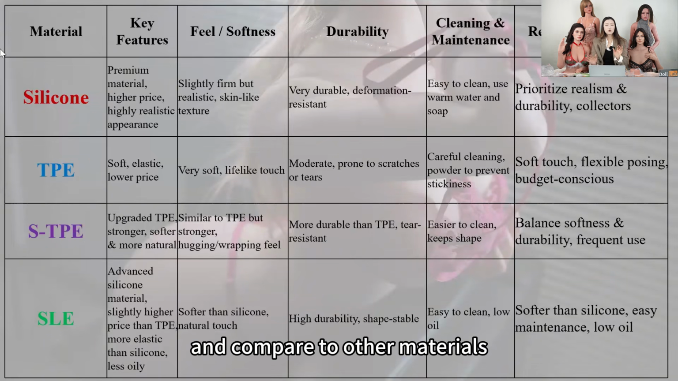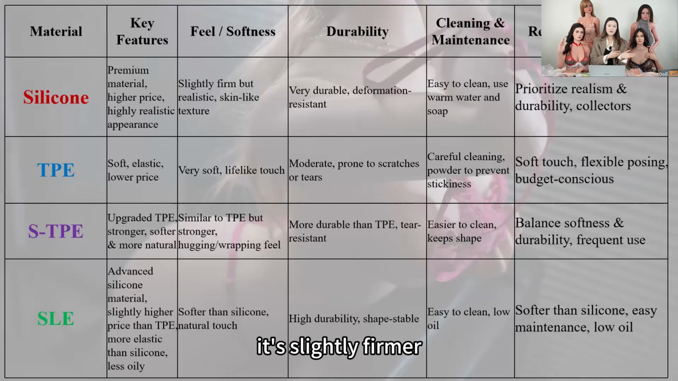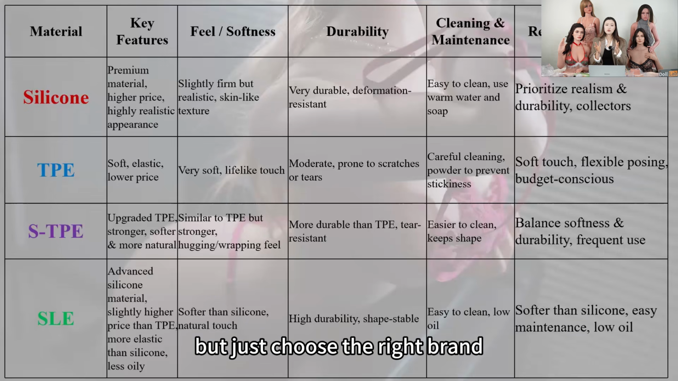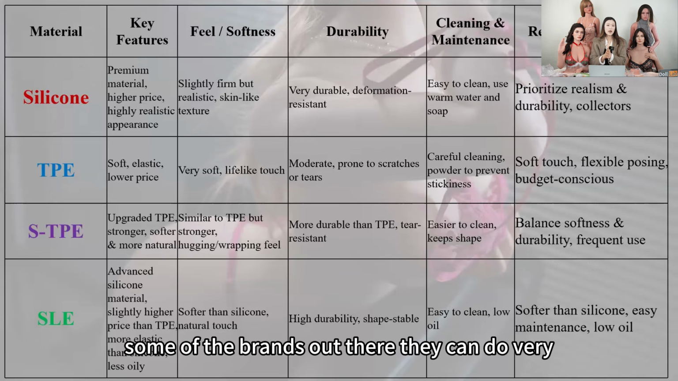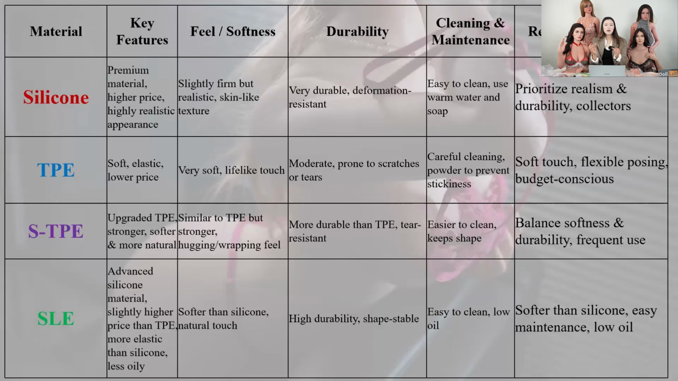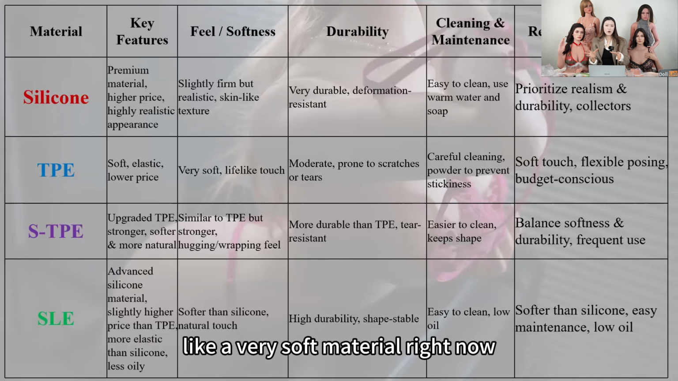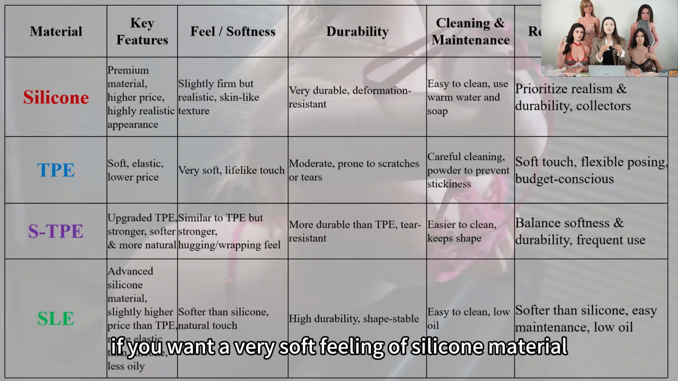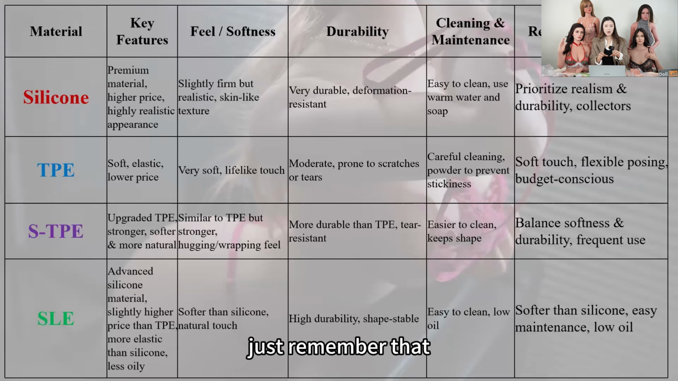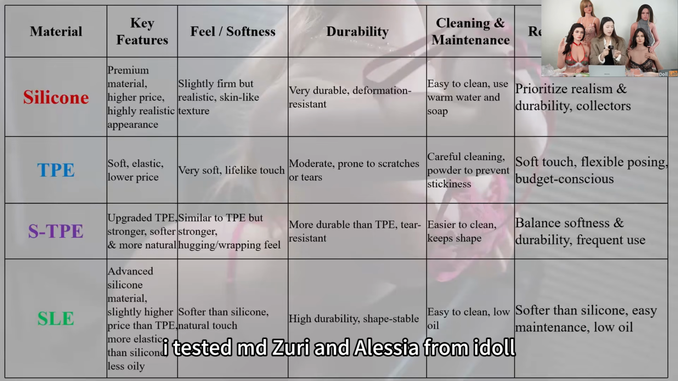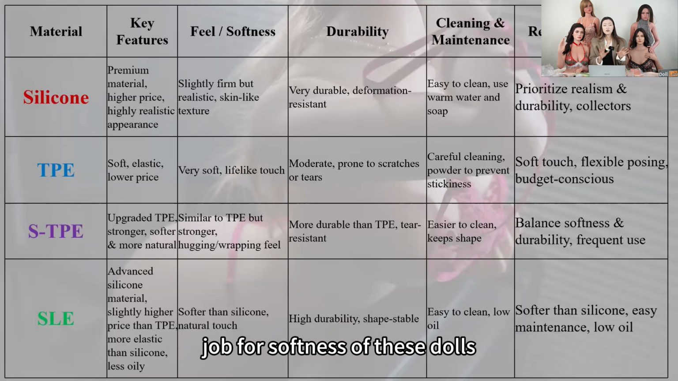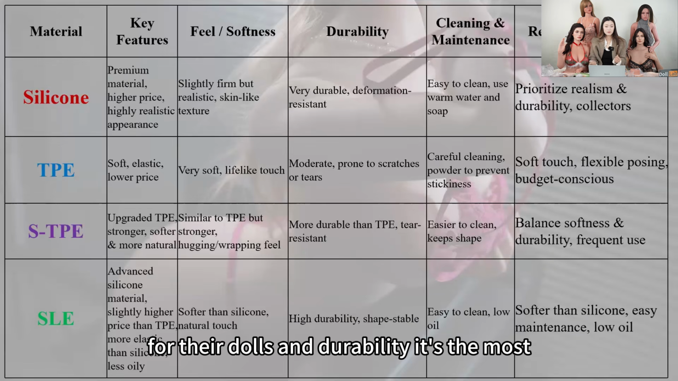Compared to other materials, silicone is slightly firmer, but just choose the right brand. Some brands can do a very soft material right now, but if you want a very soft feeling of silicone material, it can be oily. Just remember that. I tested MD Zuri and Alessia from I Do Doll. These two brands did a good job on the softness of these dolls, but I gotta say the truth, it's kind of oily for their dolls.